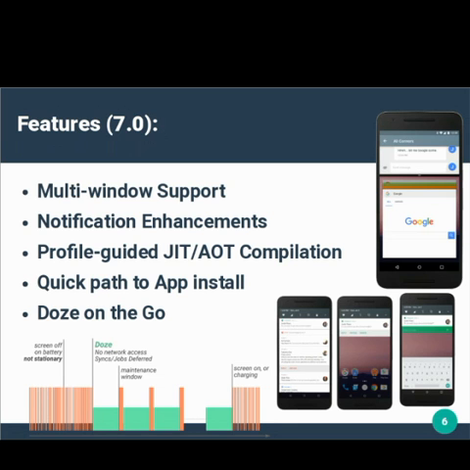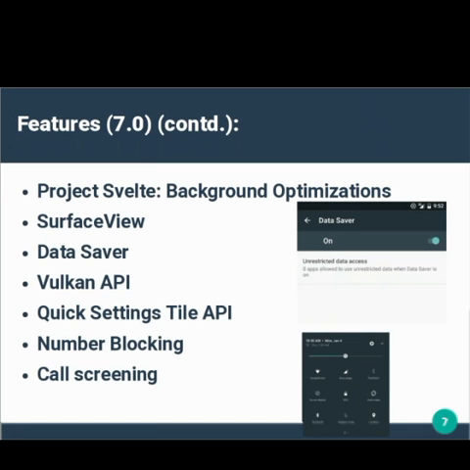Project Svelte is an ongoing effort to minimize RAM used by the system and apps across the range of Android devices in the ecosystem. In Android 7.0, Project Svelte is focused on optimizing the way apps run in the background.